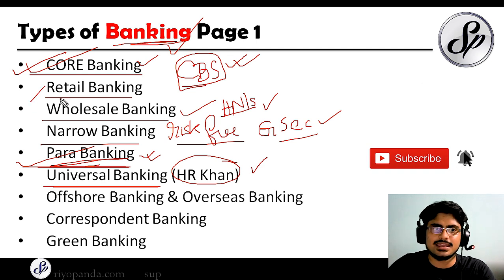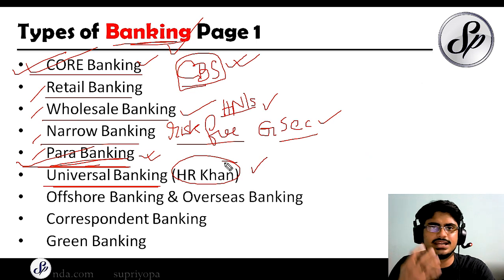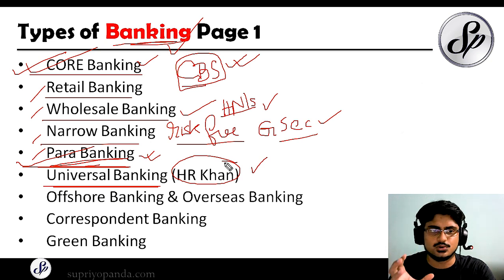So retail banking, wholesale banking, narrow banking, para banking, and all the different kinds of banking things. So all the different investments, giving loans, and all the other activities, they are just clubbing together into universal banking. So universal bank is a bank that performs all the activities that a bank can actually perform. So that is all about universal banking.